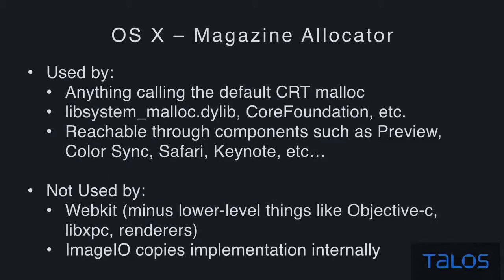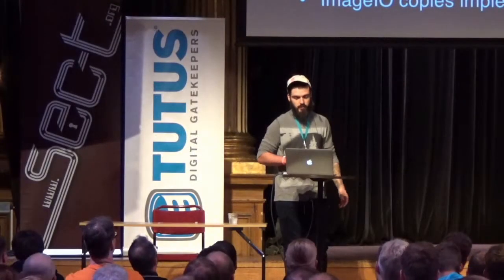All right, so the magazine allocator is used by anything that uses the default system malloc. So everything like ColorSync, Safari, Keynote, all that kind of good stuff is going to use the default allocator. What doesn't use the default allocator is WebKit. So that's a huge problem. And when you render images, ImageIO also uses its own internal malloc, but it mostly uses the default system malloc.